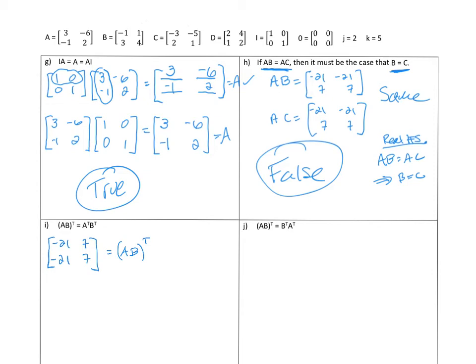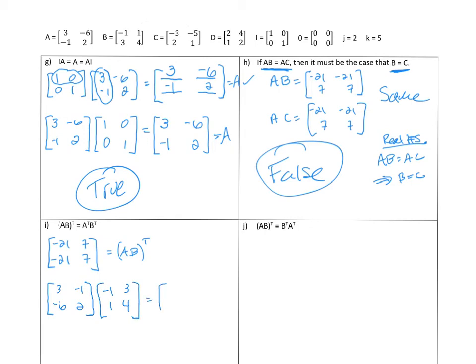Then A transpose B transpose, I'm going to have to do that multiplication out. So A transpose, looking at A right up here, I'm going to transpose it. So I get 3, negative 6, negative 1, 2, times B transpose, negative 1, 1, 3, 4.